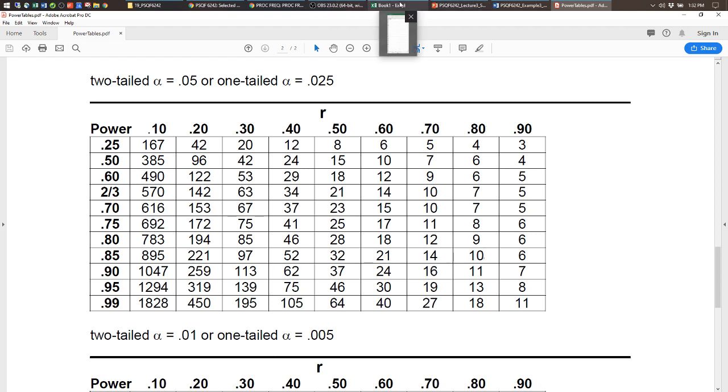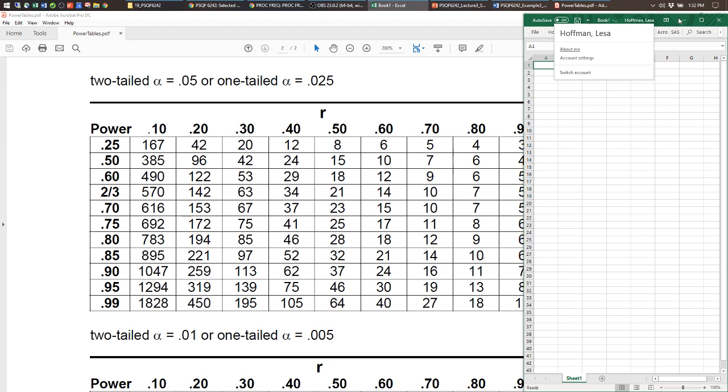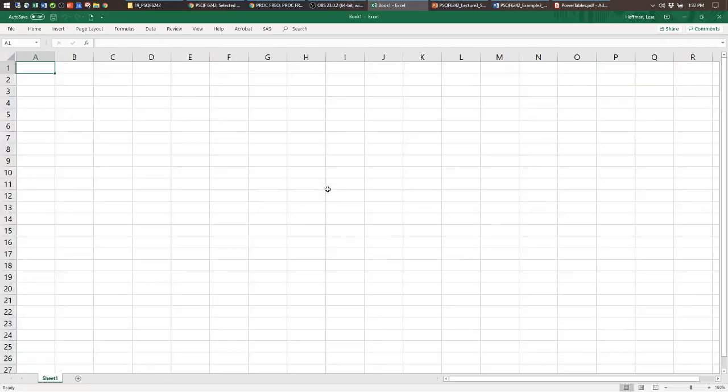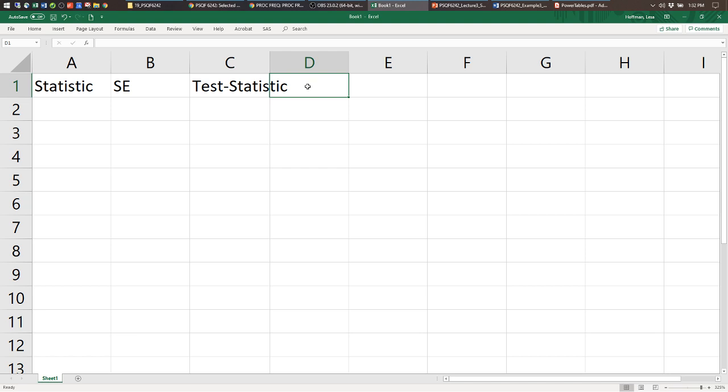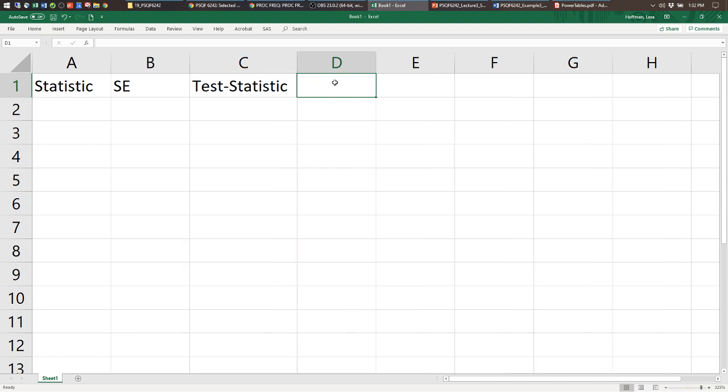So every thing that you've learned so far, let me make this big. We can categorize here. So we have a statistic. We have some way of getting a standard error. We have a test statistic. And that test statistic gives us a p-value.